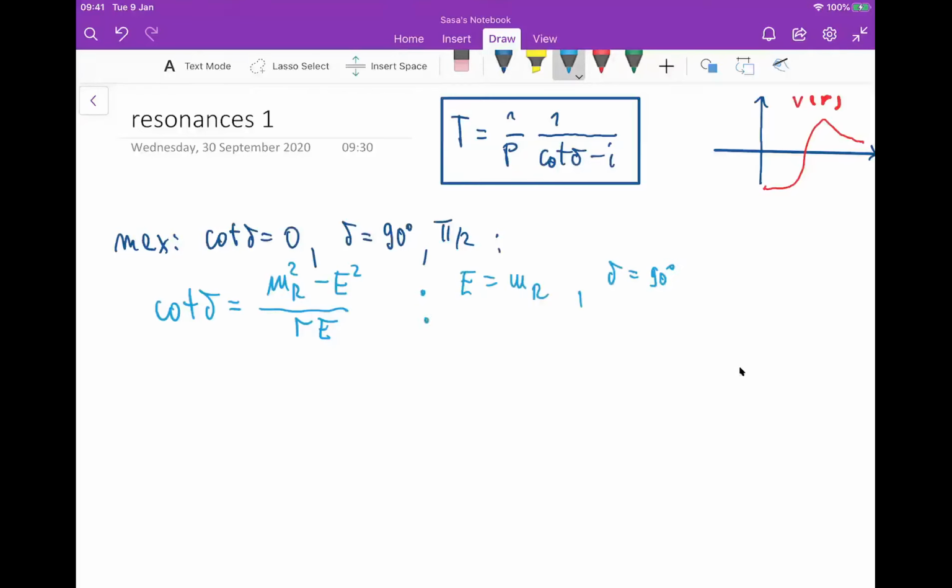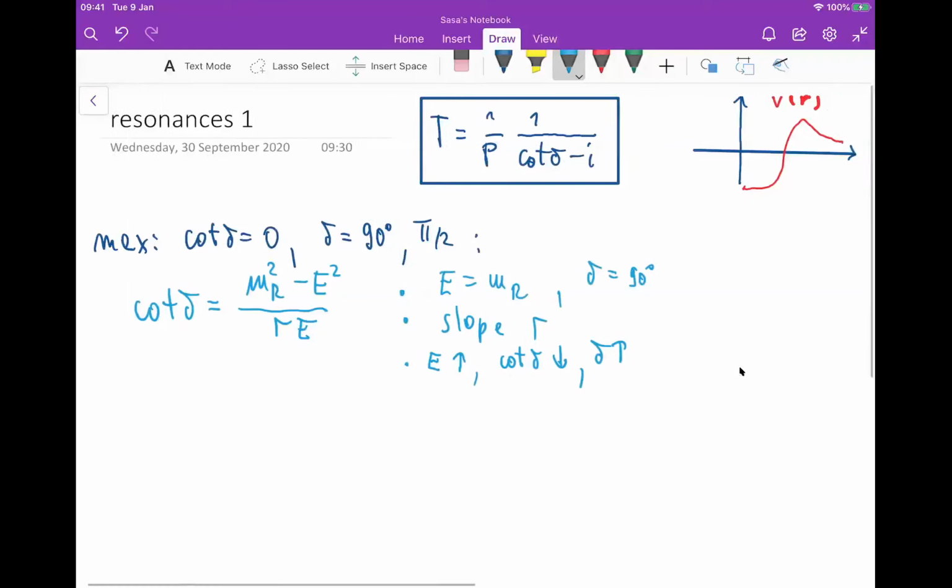The other parameter is the width. It tells you how quickly it goes through zero. So the slope is parameterized by the width. And you see that I put a falling function with energy increasing. So if the energy is increasing, the cotangent delta is decreasing. This corresponds to an increasing phase shift with increasing energy. So this is a simple parameterization.